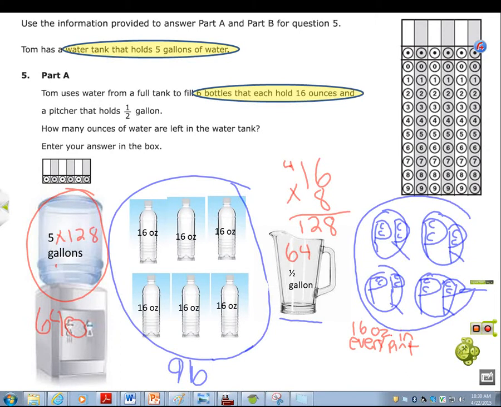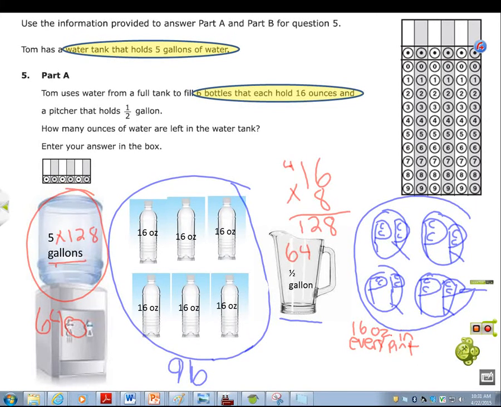Why? Because 128 is the ounces in 1 gallon, but we're trying to figure out 5 gallons, so 5 times 128. And that's why we do it. And then, okay, keep going. Give her the microphone, she's going to do all the talking.